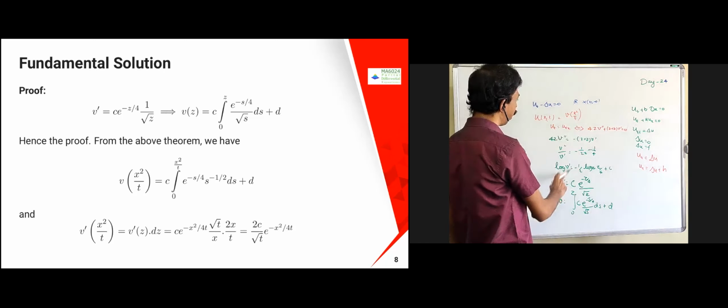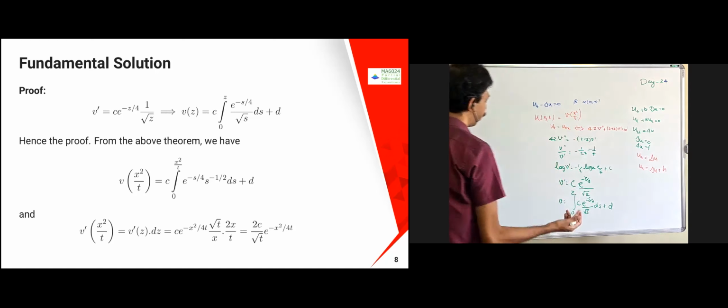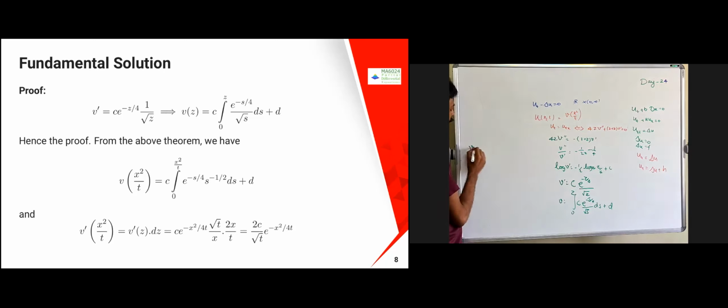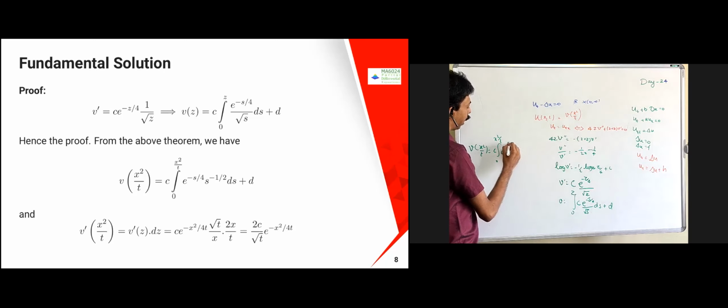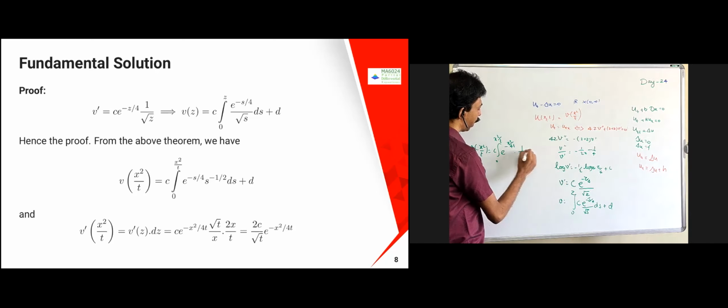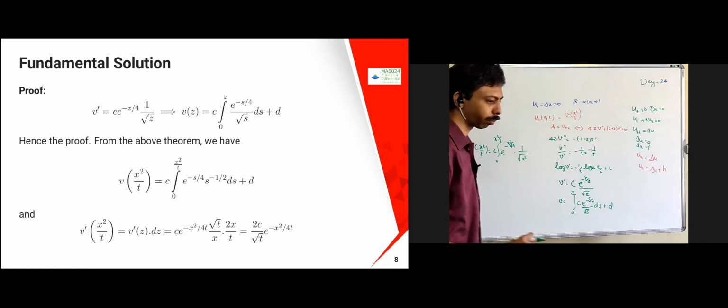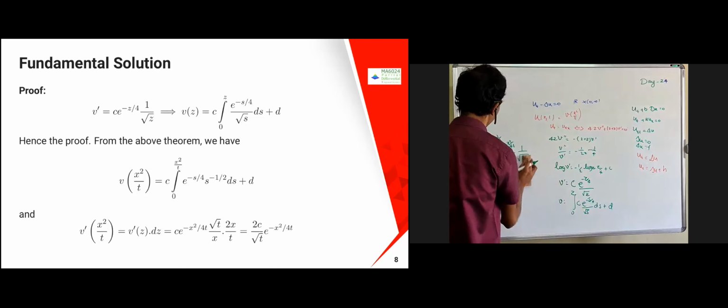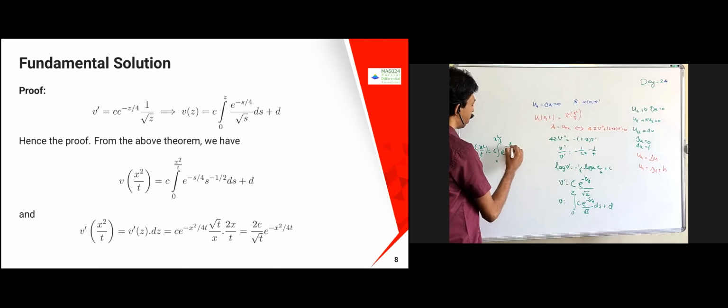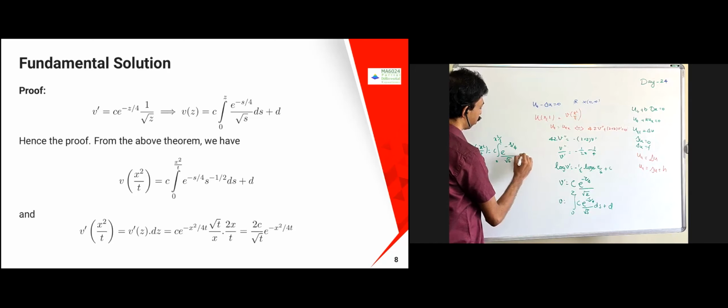But our z substitution is x square by t. So if it is x square by t, what are you going to get? You are going to get v of x square by t is going to be the integral from 0 to x square by t of e power minus s by 4, see I am just writing outside, x square by 4t, divided by square root of x square by t. So I am just going to write that as t by x. Here I just write as it is.